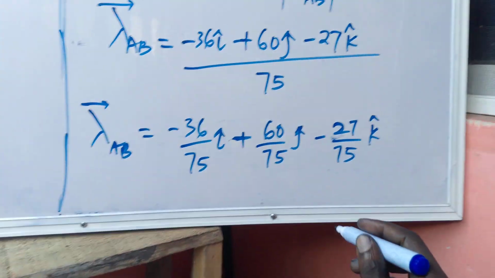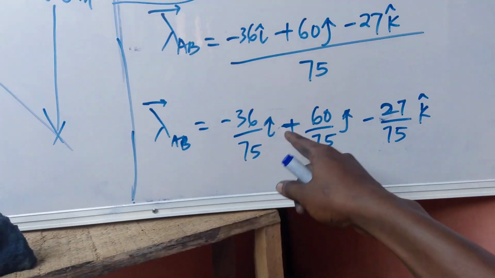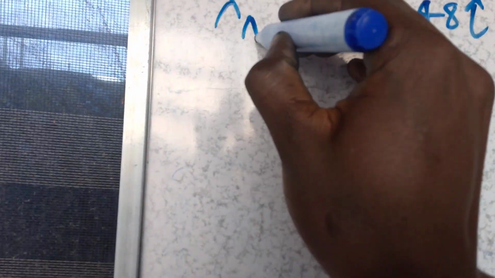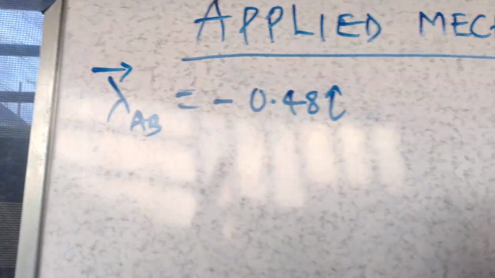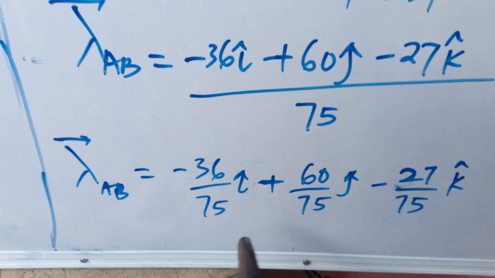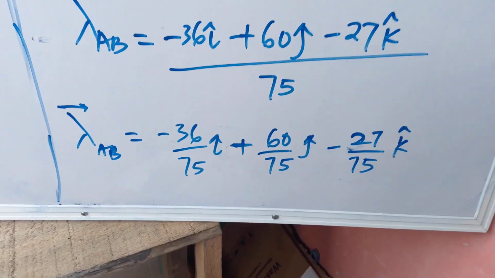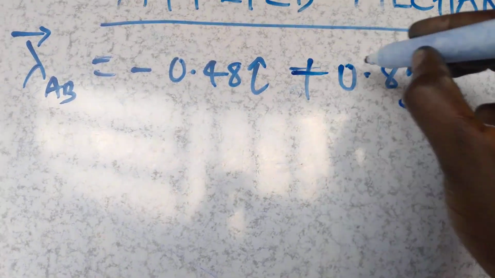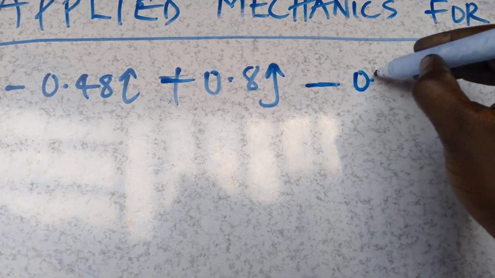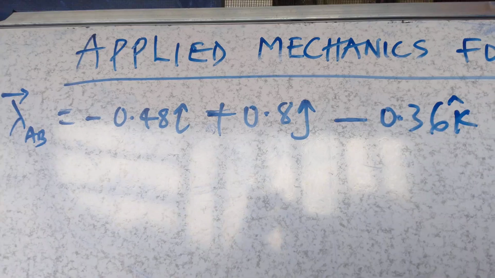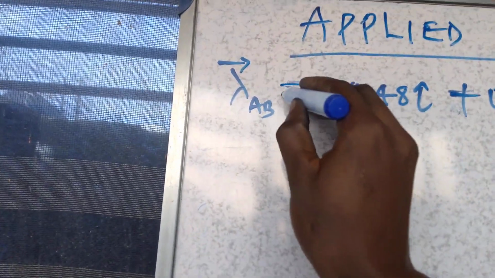Alright, if I divide this now, I'll have lambda AB equals minus 0.48I. Remember, this is what I'm dividing; I divide by this, I have that. Then divide this and the other one, I'll be having plus 0.8J minus 0.36K. Okay, so this is it, lambda AB.